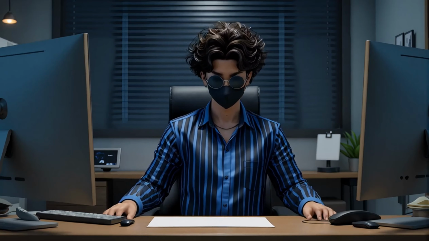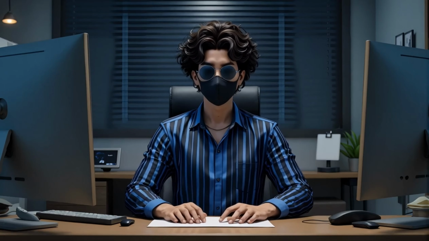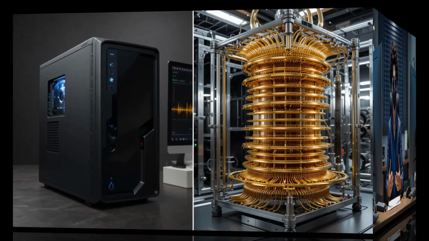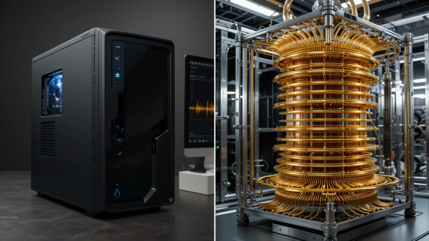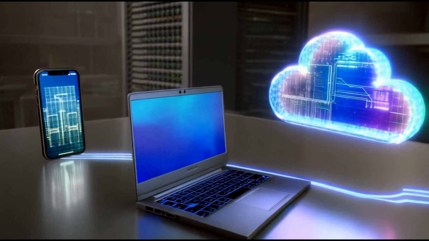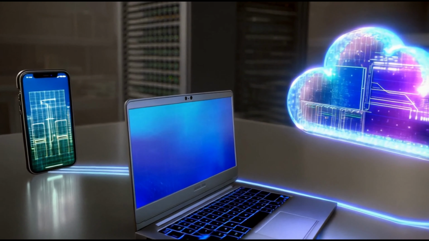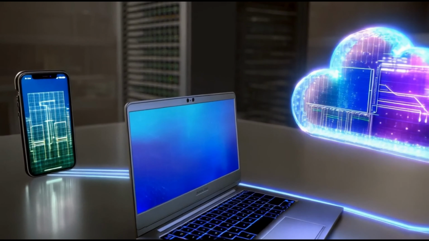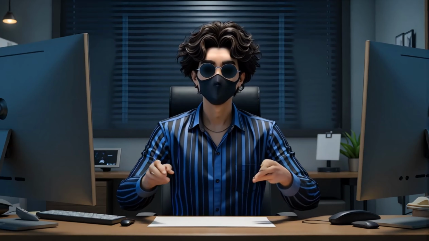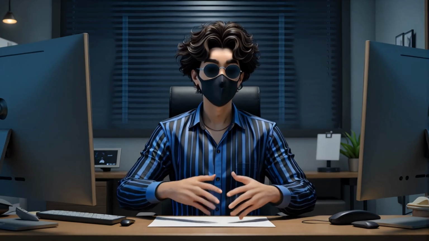But what exactly is quantum computing? Let's start with the basics. First, what's the difference between a classical computer, like the one you have at home, and a quantum one? Classical computers, the ones we use every day, like laptops, phones, and even big cloud computers, work with something called bits. A bit is a unit of information that can be either 0 or 1.